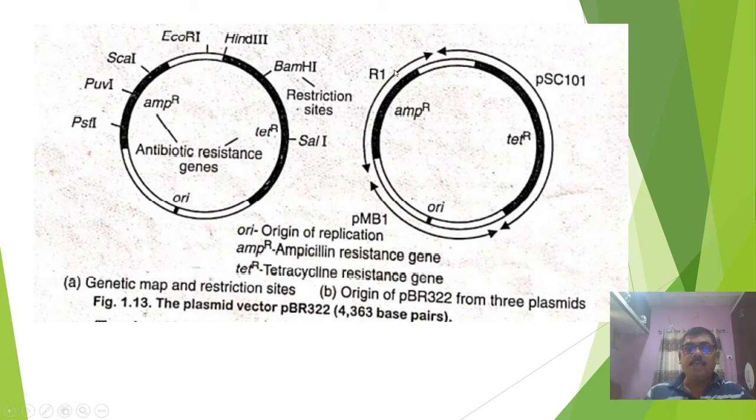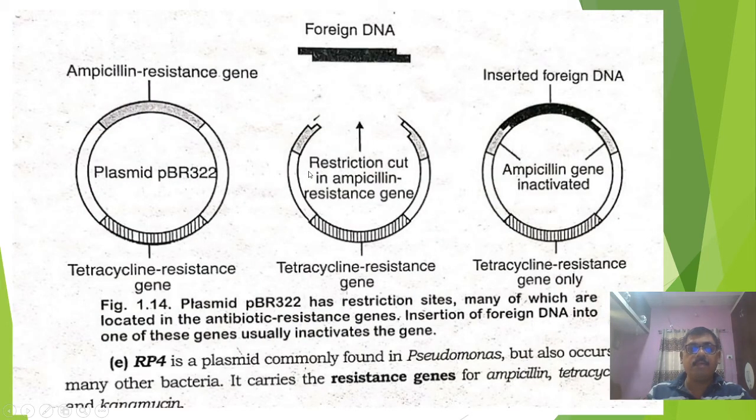This part is from the ampicillin resistance of the R1 plasmid. This part of pBR322 is from pSC101, and this part, which contributes the origin of replication, is from pMB1. And how many base pairs does this plasmid contain? It contains 4,363 base pairs. So this is regarding the plasmid pBR322.